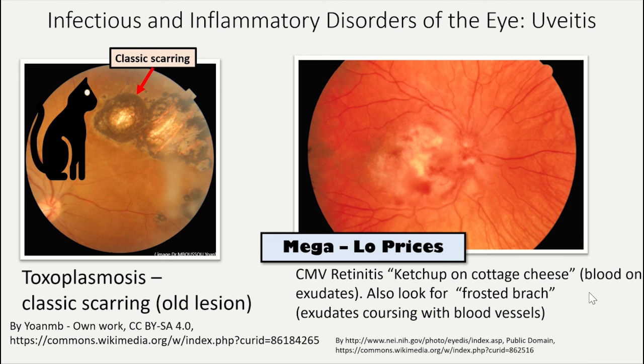There's also a classic frosted branching, which is the exudates coursing along blood vessels. So you'd see yellow surrounding this. That's frosted branch. That's classic for Cytomegalovirus uveitis.